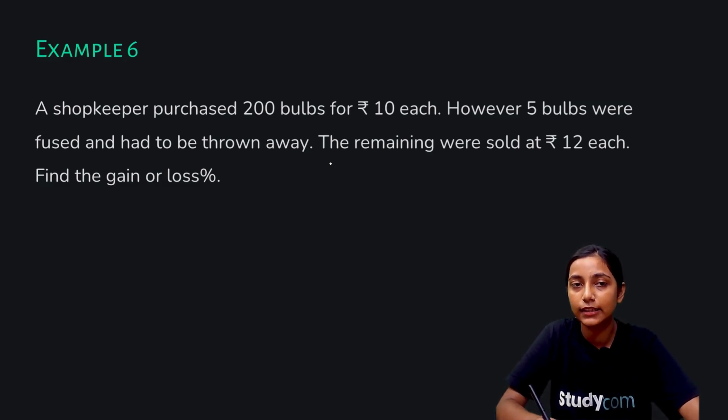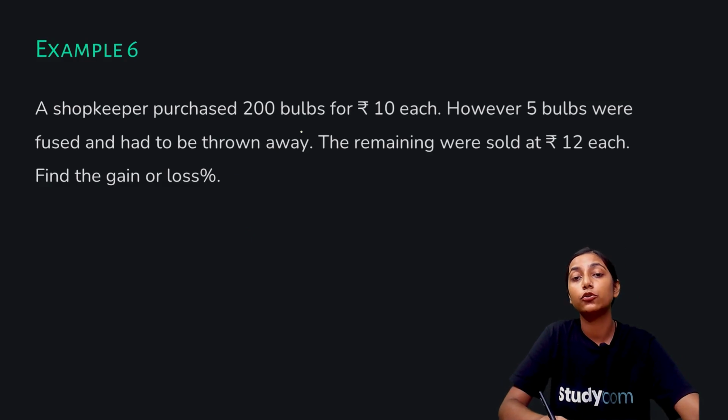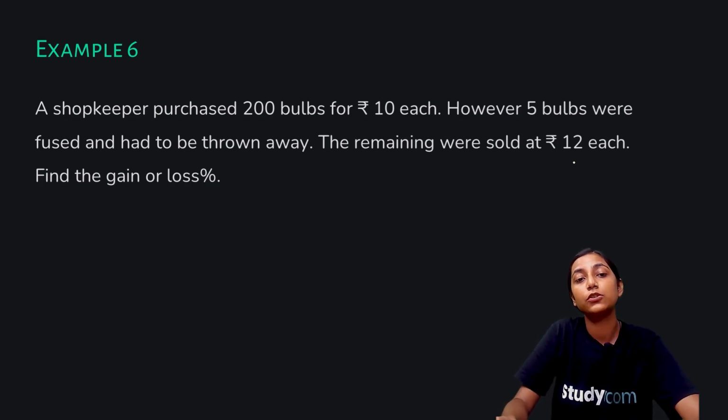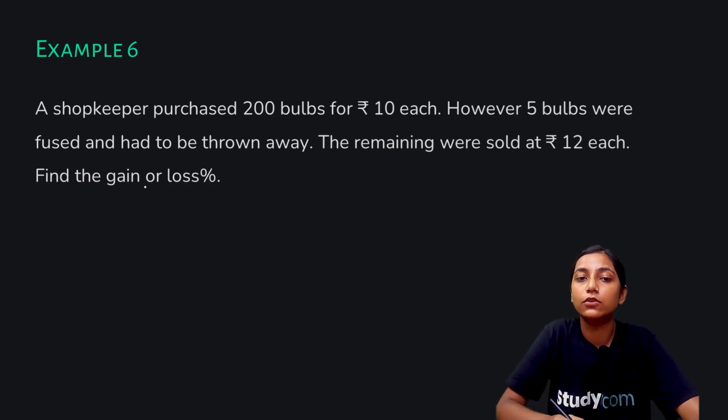Now what happens here is the shopkeeper purchased 200 bulbs. So the total bulbs that the shopkeeper purchased were 200, for rupees 10 each. However, 5 bulbs were fused and had to be thrown away. The remaining bulbs were sold at rupees 12 each. So find his gain or the loss percent.